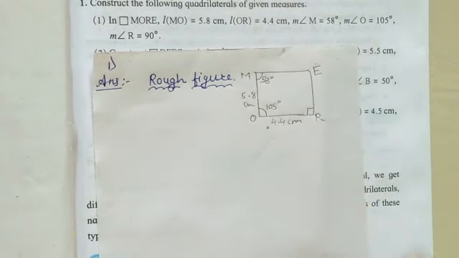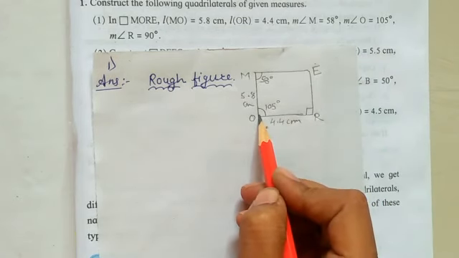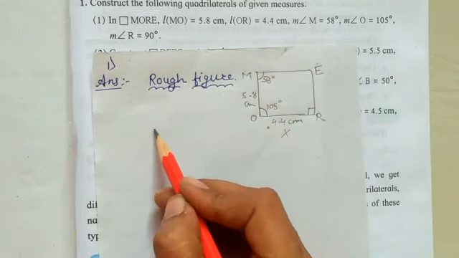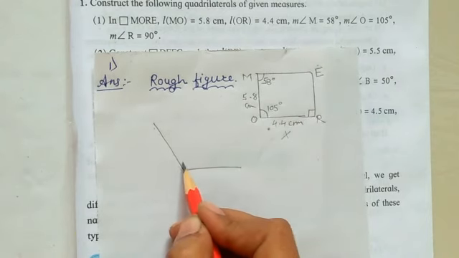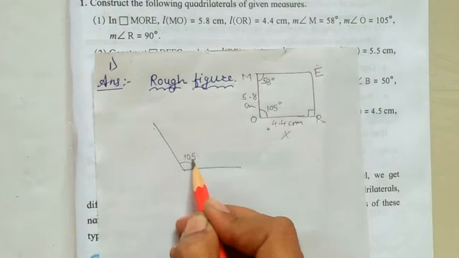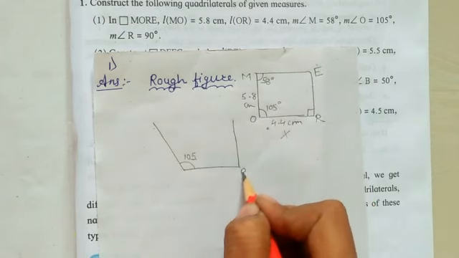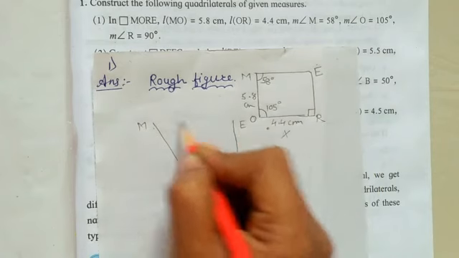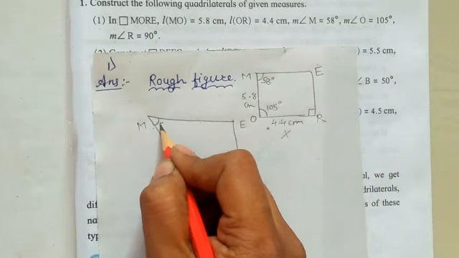Now students, if you draw the rough diagram this way, then it may be wrong. How? This O is not looking like 105 degree. It means this is the wrong rough diagram. So we have to arrange it this way. So this O will become 105. It will look a little bit like this. And this one is R, it means 90 degree. Okay. Which is 58 degree.